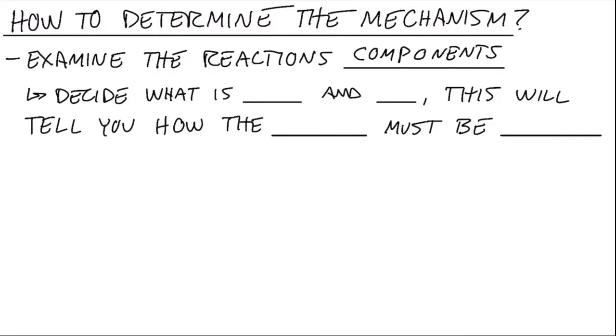So if we look at those components, we're going to have to go back to our practice and decide what is a nucleophile and what is an electrophile. These are going to be a little trickier than what we saw in the last unit, but I promise with practice it won't be too bad. And then if we know what's the nucleophile and what's the electrophile, then that's going to tell us how we have to draw our arrows.